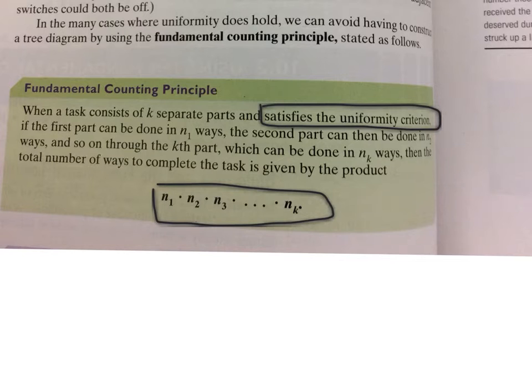That's a lot of words, and it sounds technical, and it's kind of mumbly and jumbly. What is it saying, Mr. Black? It's saying that if we satisfy the uniformity criterion, then we can draw blanks for each part of our task, each part of our multi-part task, and we can fill in the number of ways each blank can occur and then multiply those together. And that'll give us the same total that we got by using a tree diagram or such as that.